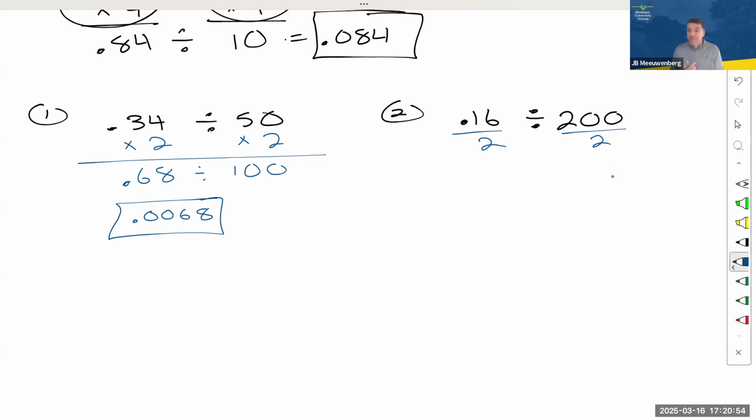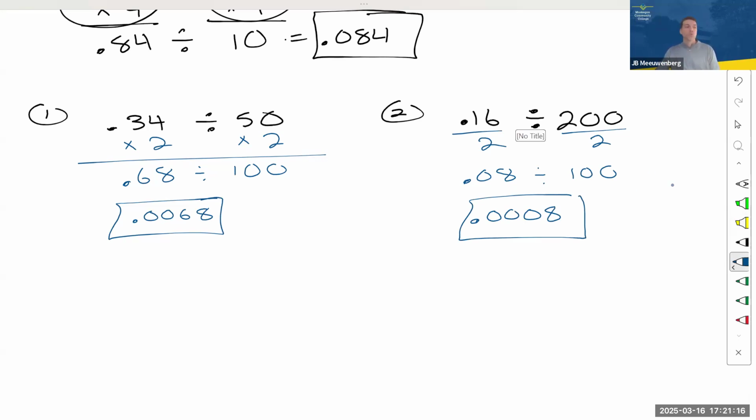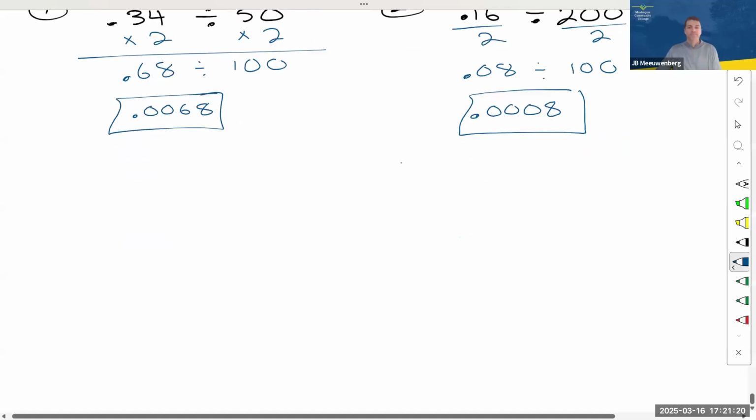For this one, we're dividing by 200, so we can divide both of these by 2. It's the same thing as multiplying by 1/2 if you'd rather have it as multiplication. That changes our problem to 0.08 divided by 100. And then when we move our decimal point 2 spots to the left, we get 0.0008. So equal quotients is a really nice technique, especially when we start to deal with numbers that can easily be changed into 1,000 or 100 or 10 or some power of 10.